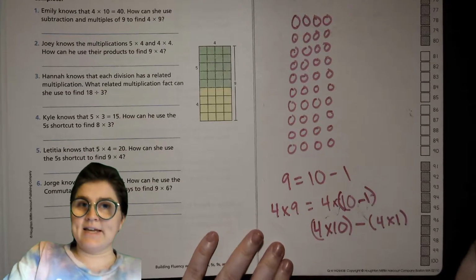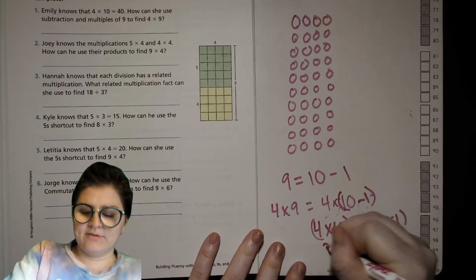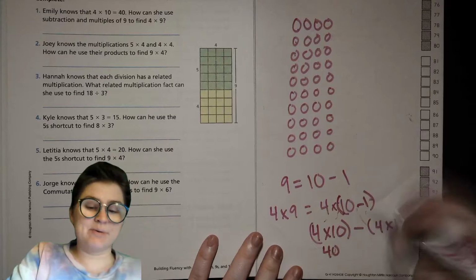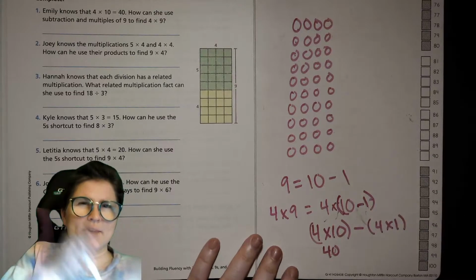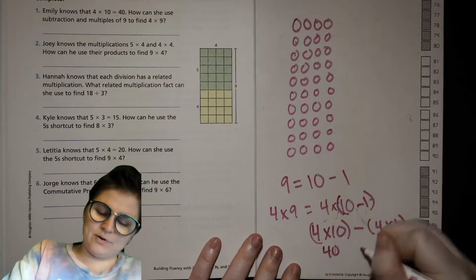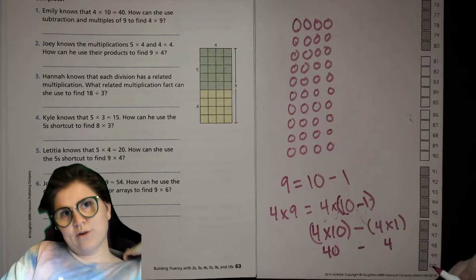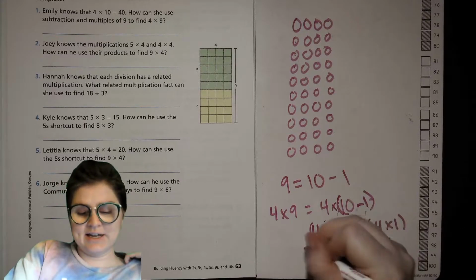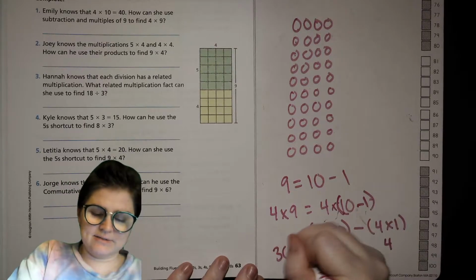What's 4 times 10? 40. That's one you can skip count by. That's why we want to use these neighbor numbers to help us figure things out. And what's 4 times 1? 4. What's 40 take away 4? 40 take away 4 is 36. And 9 times 4 is 36.